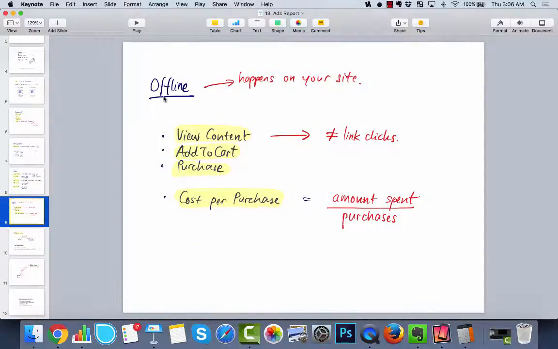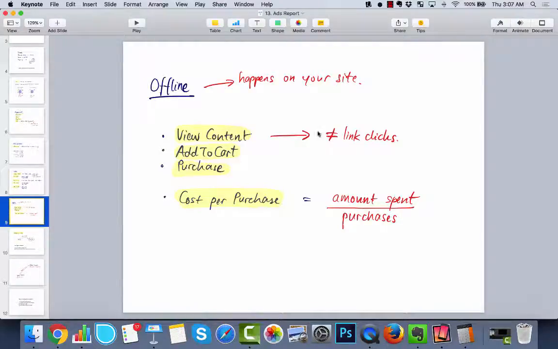Some offline metrics, offline means that these metrics are what happens on your website. Some of them are view content, add to cart, and purchase. View content means that people go to your website and view what is in there. Add to cart is when people start adding your product to the cart, and purchase is after people pay and the purchase happens. So cost per purchase is the amount spent divided by the number of purchases. These are the metrics that I often use in e-commerce.